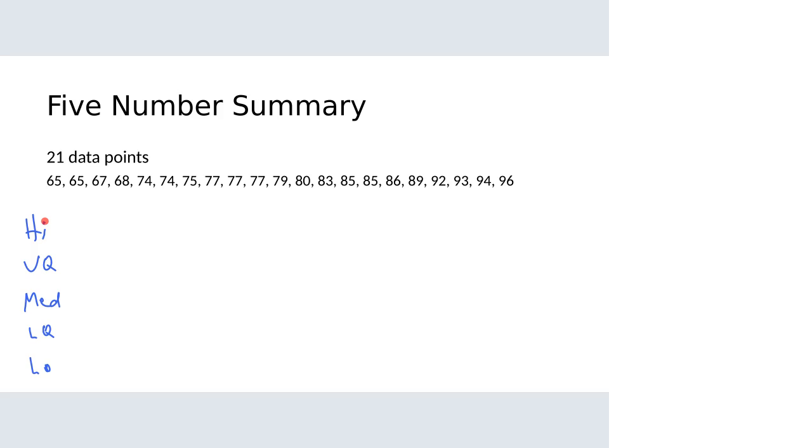This data set has 21 data points. They're already arranged from least to greatest. If you're given a data set and asked to find the 5-number summary, make sure the first thing you do is arrange them from least to greatest. Okay, find our 5-number summary here. Well, the lowest and highest, those come pretty easy. The lowest is 65, the highest is 96.